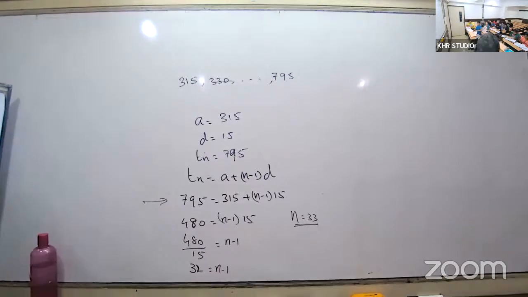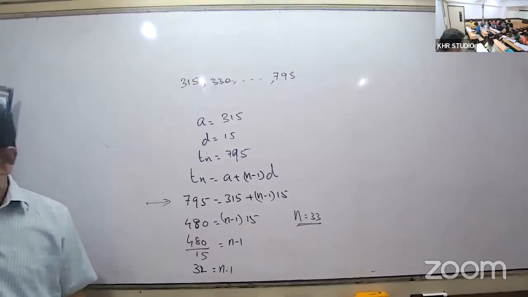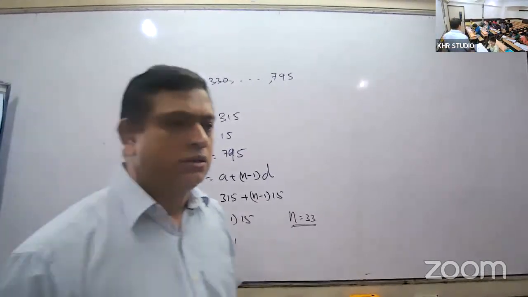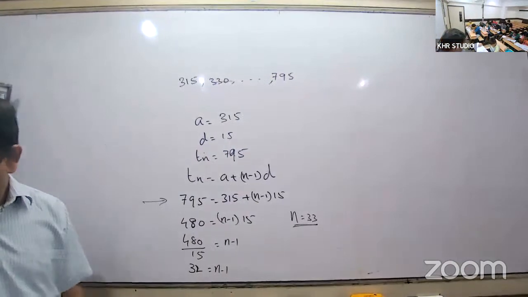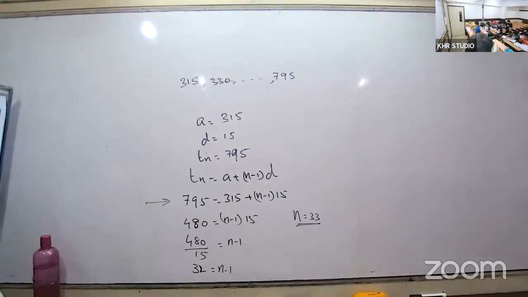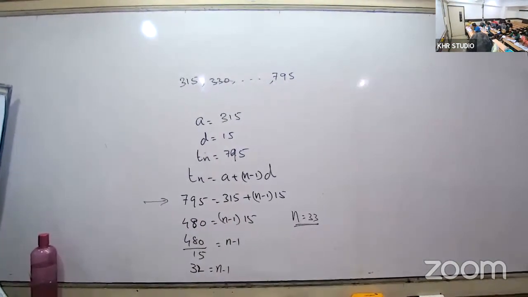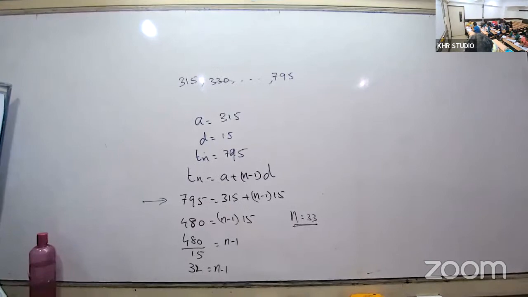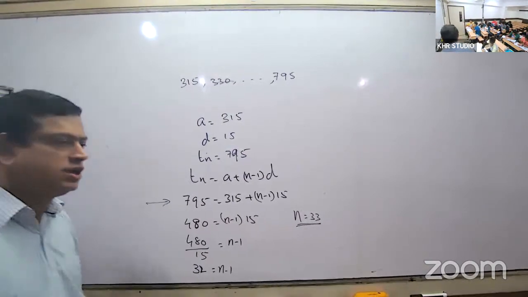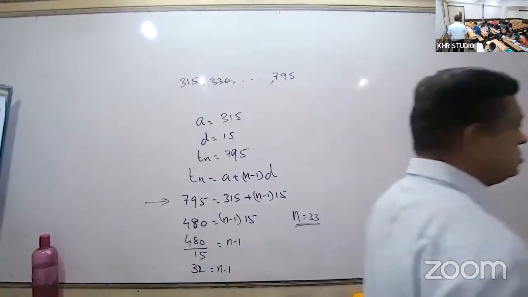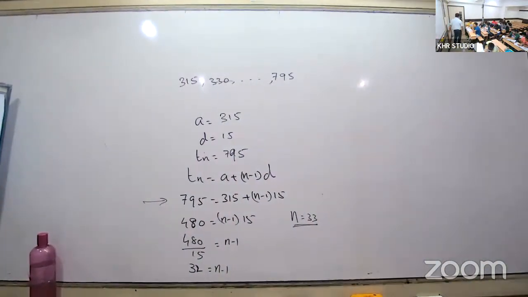What is the next question? A textbook-style question. If a, b, c are in AP, show that a plus 4, b plus 4, c plus 4 are in AP, and 4a, 4b, 4c are in AP. So, a, b, c are in AP.